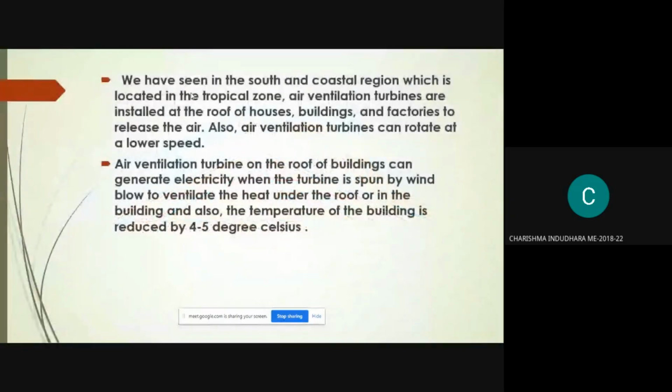Further explaining the construction, first we have our air ventilation turbines. It can generate electricity even if the temperature of the building is reduced to a certain degree Celsius, it's still applicable.